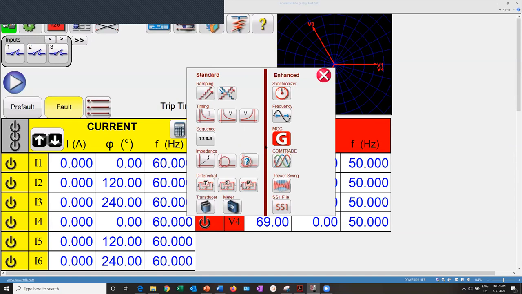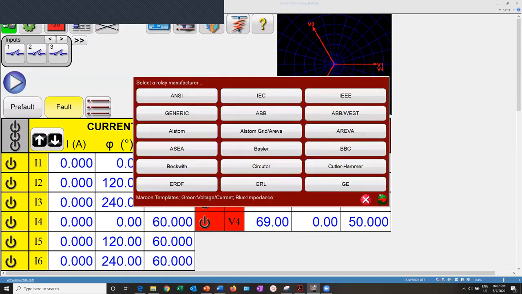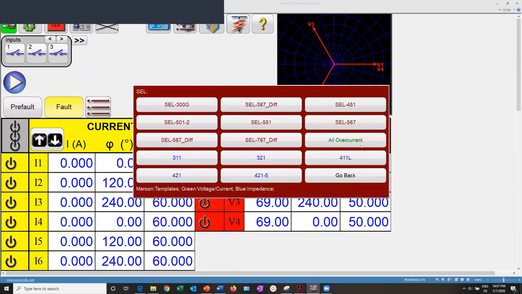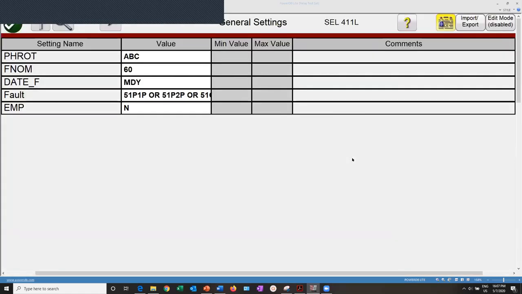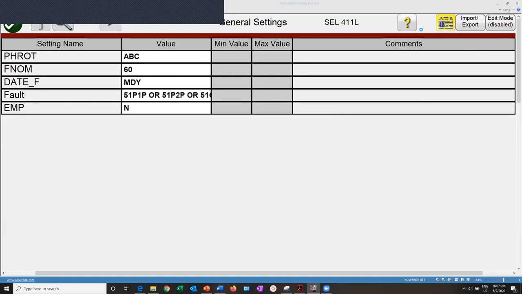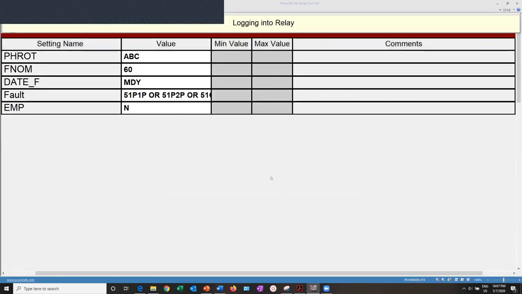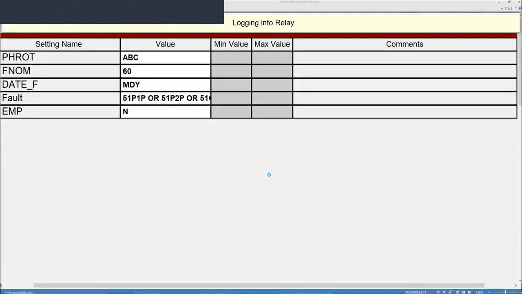So the relay that I am going to test is an impedance relay. I am going to bring it up here. It's a 411L relay, and I am going to go ahead and import or read the settings from the relay. I'm going to use the, I think it's a 57600, and I'm going to log into the relay, and I should be bringing the settings from the relay.